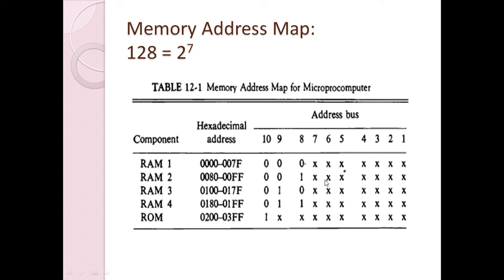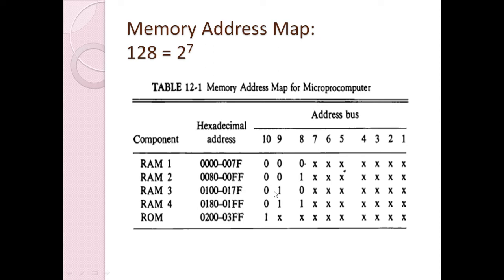Then which RAM is selected? These two bits, 8 and 9, will tell you the RAM number. So if you are having 4 RAMs, then you will take 00 for RAM 1, 01 for RAM 2, 10 for RAM 3, and 11 for RAM 4. So these two bits, number 8 and 9, are used to identify the RAM.